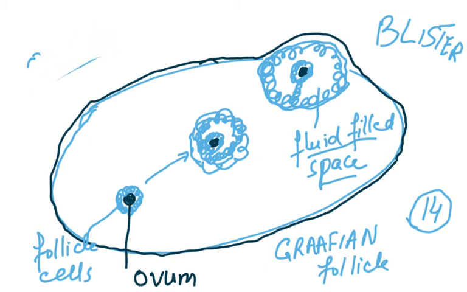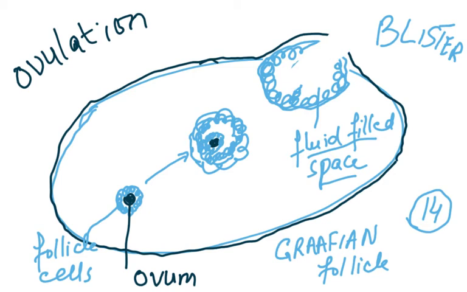We say ovulation occurs. Now, what is ovulation? Ovulation is the release of the ovum. So, what you have to understand is what is ovulation. Ovulation is the release of the ovum. So, this is going to burst, and the structure which was inside is going to go out.